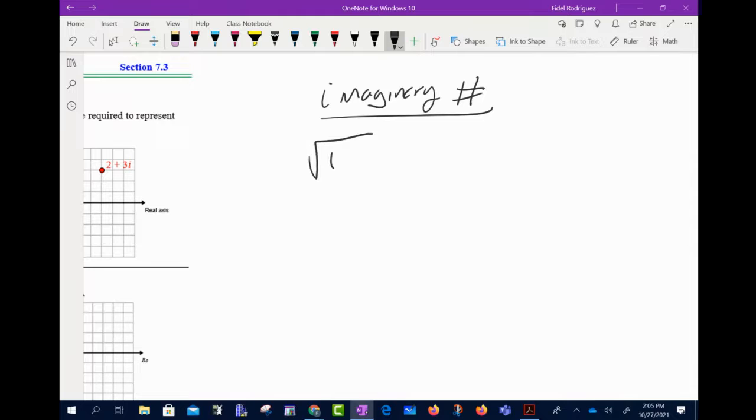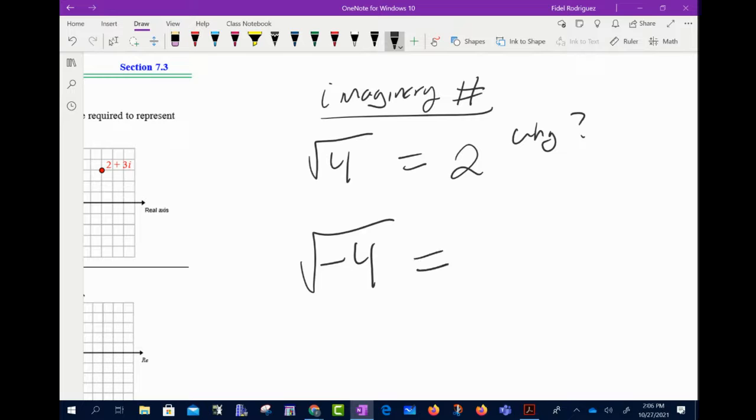So let me ask you a question. Simple question. What's the square root of 4? Okay. Now my question to you is why? Why is it 2? Because 2 times 2 is 4, right? But if I ask you, what's the square root of negative 4? What would you say? It's going to be 2i, right?